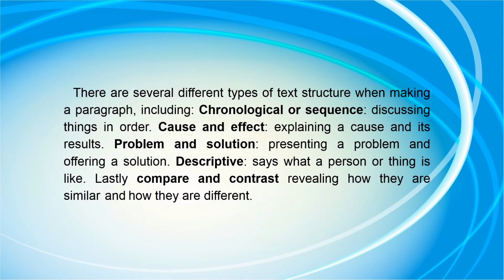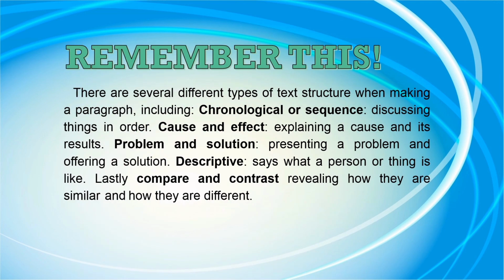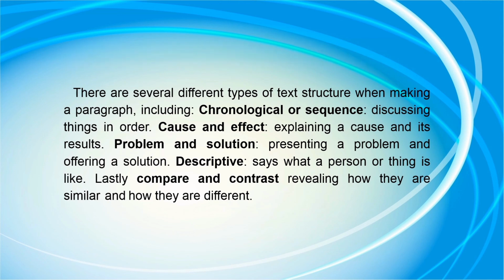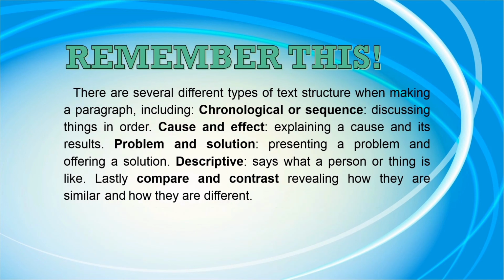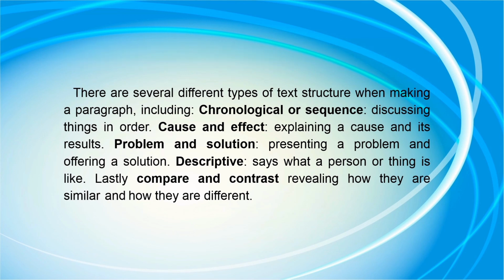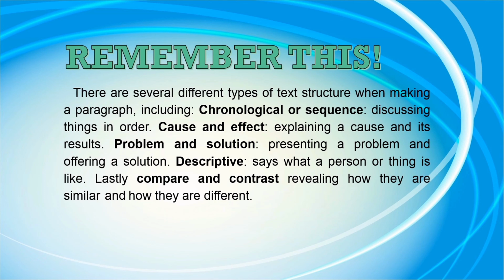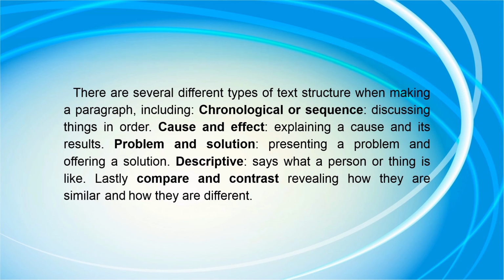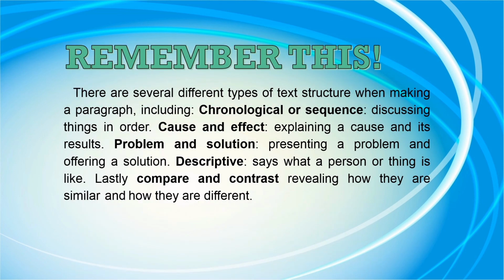So today, kids, always remember the different text types according to structure. Note that there are several different types of text structure when making a paragraph, including the chronological or sequence, discussing things in order; cause and effect, explaining a cause and its results; problem and solution, presenting a problem and offering a solution; the descriptive, which says what a person or thing is like; and lastly, compare and contrast, revealing how they are similar and how they are different. So those are the 5 structures when making or organizing a paragraph.